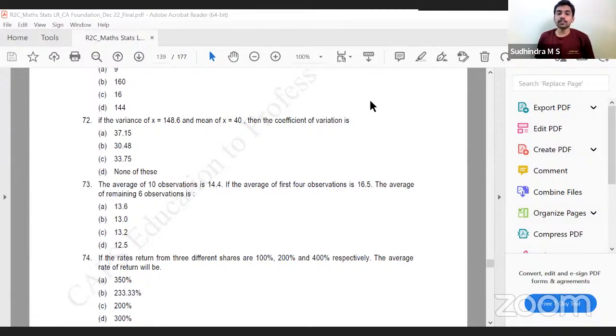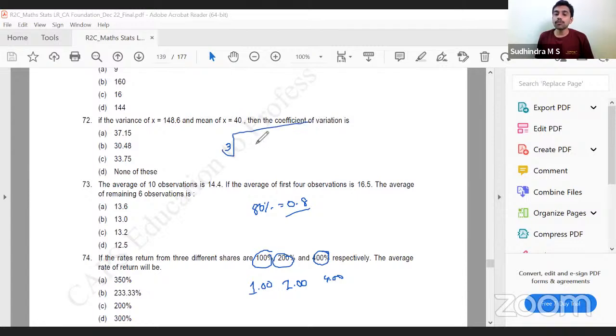So when they are asking us average of rate of return, what is the measure that I have to use? Geometric. 100%, 200%, 400%. You can convert it into decimals. 100% can be written as 1.00, 200% as 2.00, 400% as 4.00. You can still consider 100, 200, 400, but calculations become a little larger. See, if you have 80%, I can write it as 0.8, right? Similarly, 100% is 1, 200% is 2, 400% is 4.